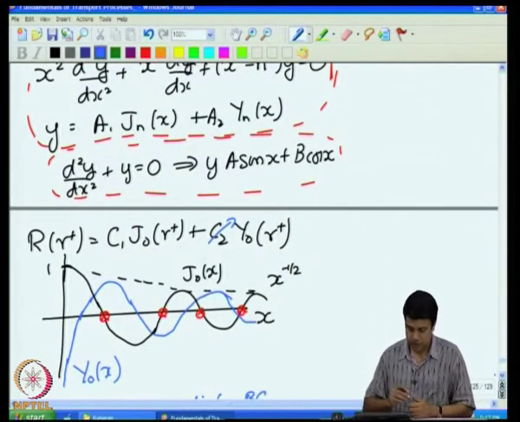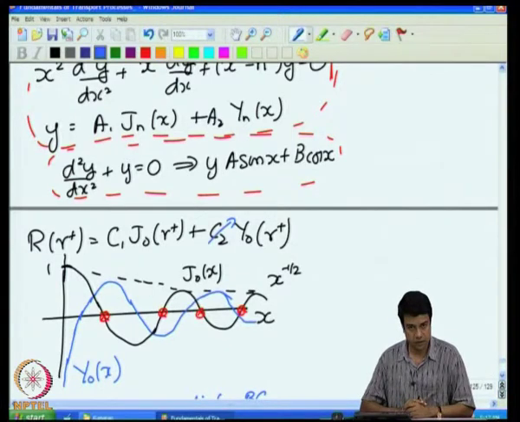And at r equal to 0 itself, J naught is finite, Y naught goes to minus infinity. Therefore, if the temperature has to be finite with 0 slope, the coefficient C2 has to be equal to 0, and we just got the solution as C1 times J naught of beta r.